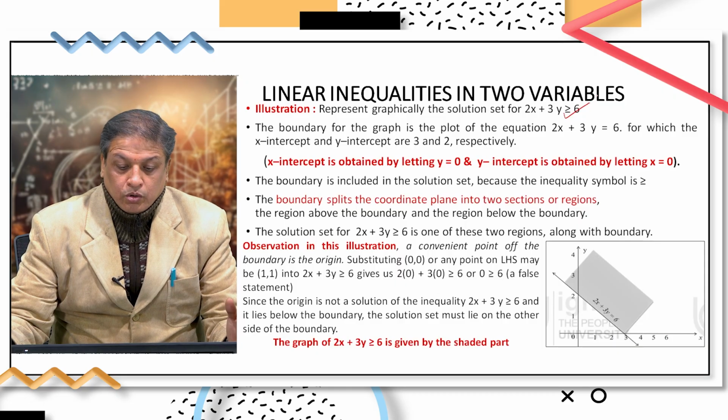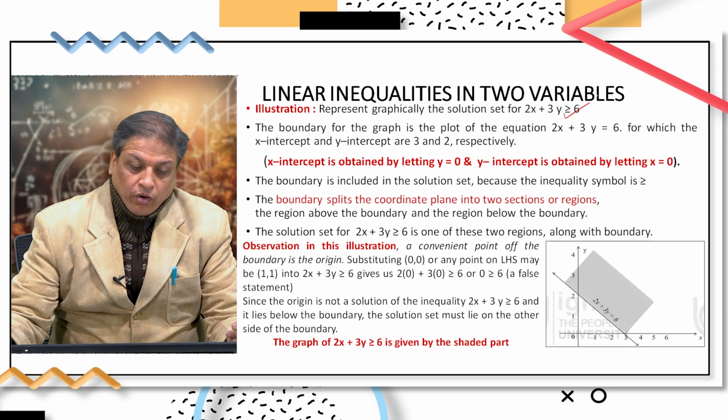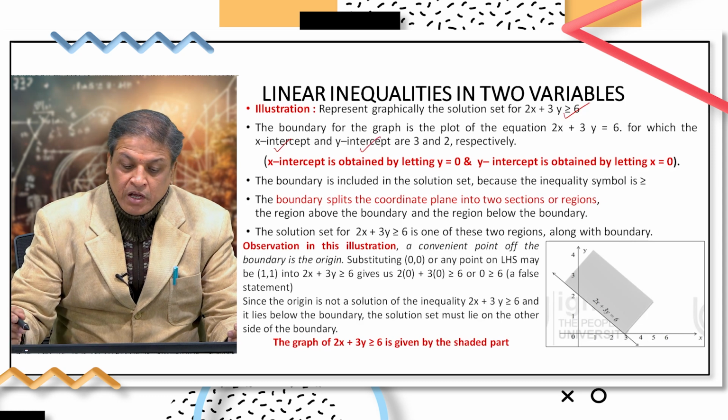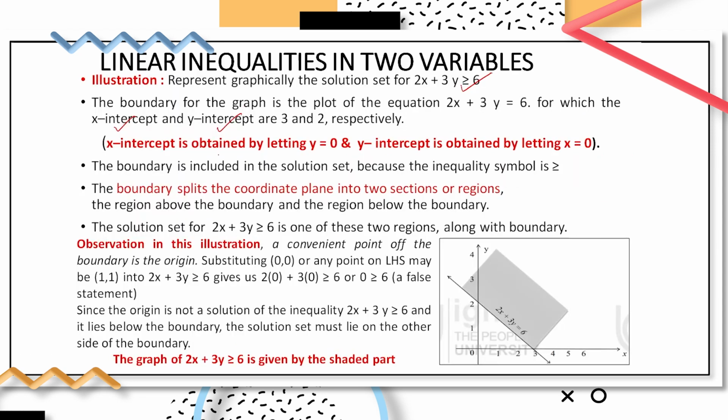Now, in order to draw the graph of the solution for this inequality, the boundary of the graph is to be plotted, for which we need to calculate the x-intercept and the y-intercept. To obtain the x-intercept, firstly put y equal to 0 in this equation, and substituting y equal to 0, you will get 2x greater than or equal to 6. That is, x is greater than or equal to 3.